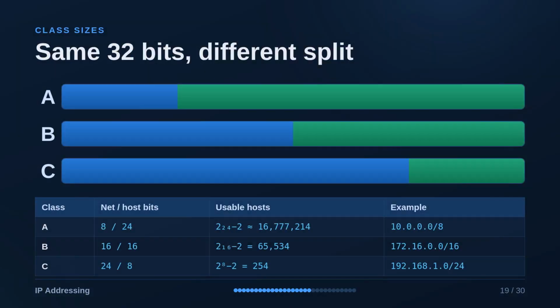Class A used 8 network bits, leaving 24 for hosts, about 16 million per block, for giants like national carriers. Class B used 16 and 16, giving 65,000. Class C used 24 network bits and just 8 for hosts, giving 254.